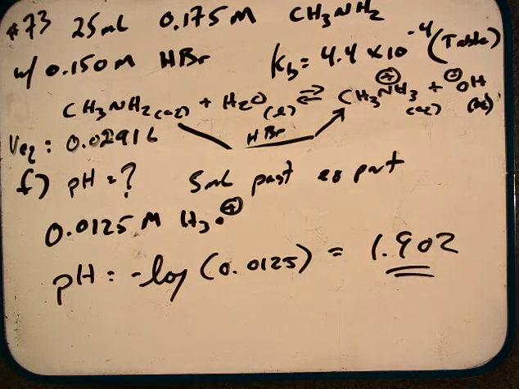And so when you're past the equivalence point, again, you're just trying to determine what is the excess that I have. In this case, we have excess acid, but again, that could also be excess base, depending on the question. That is number 73.